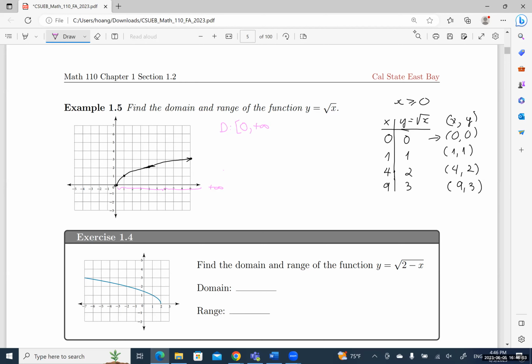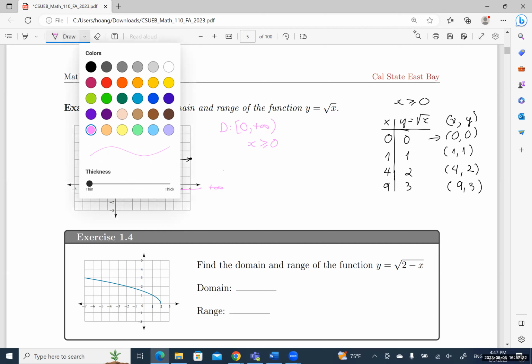And you see with positive infinity, you cannot make it inclusive, so you must use a parenthesis, right? So exclusive, an open bracket. Okay. So this means that x is greater than or equal to 0. So this is using interval notation and inequality notation. Okay.